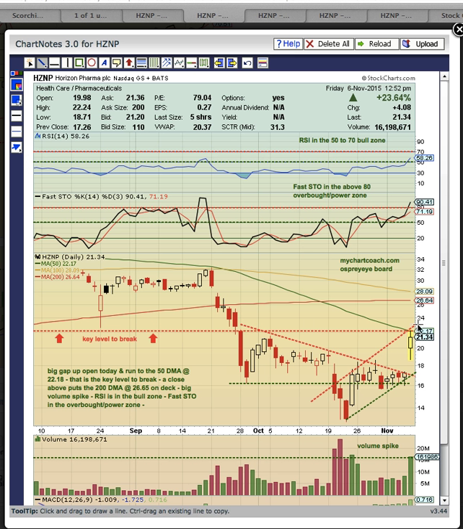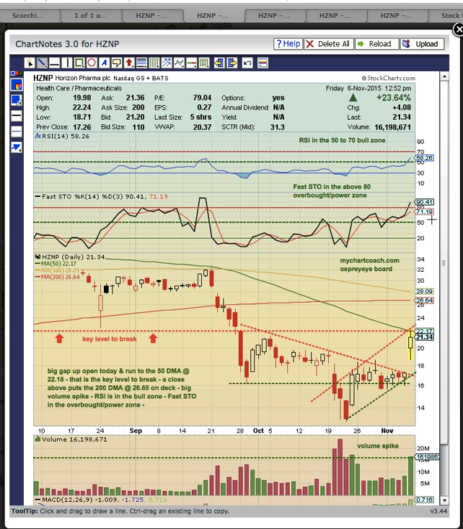A close above the 50-day moving average would put the 200-day moving average at 26.64 on deck. So going forward for the bulls, candles forming above the 50-day moving average will equal more upside potential. And then if HZNP fails to break the 50-day moving average resistance level, that will equal downside risk and possible gap fill.